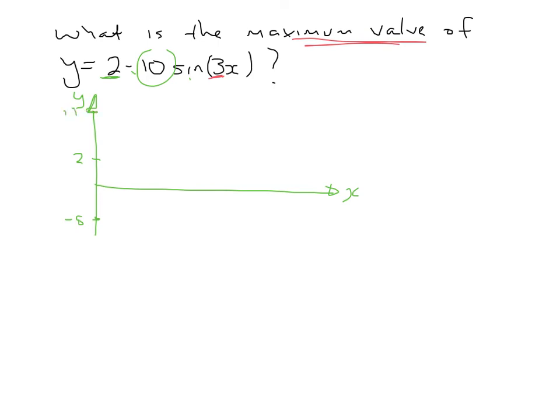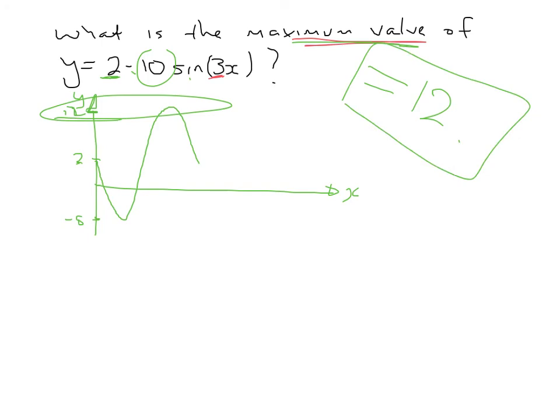So the graph will actually look something like that. And it's after the maximum value. The maximum value is up here at 2 plus 10, which is 12. So the maximum value is equal to 12. And that's the answer to this one.